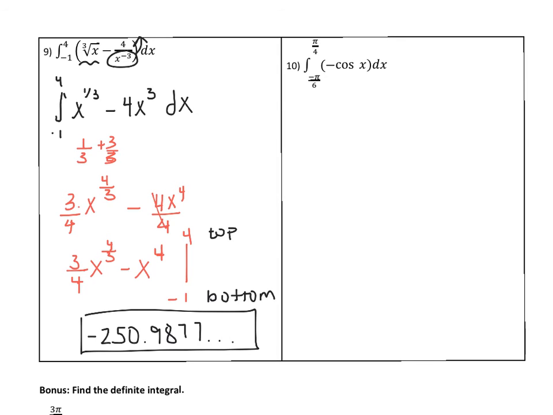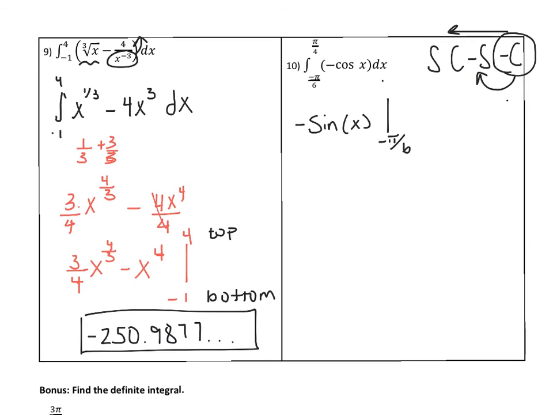Okay, let's look at number 10. So number 10, again, required us to know sine, cos, negative sine, negative cos. So remember, I want the antiderivative, so I'm going backwards. So the antiderivative of negative cos, I look this way, and it's negative sine. So I want to integrate negative cos, and that gives me negative sine of x from negative pi over 6 to pi over 4. So again, top minus bottom. So we're going to do negative sine of pi over 4 minus negative sine of negative pi over 6.